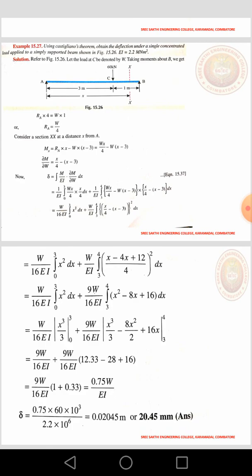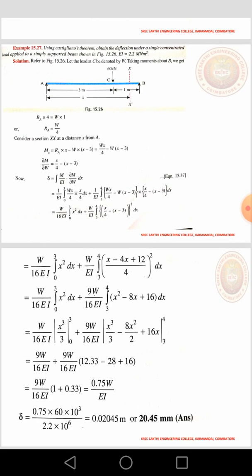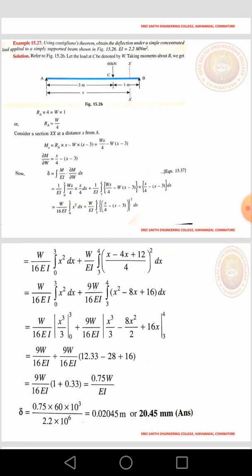Again we have to consider the whole span. So 1 divided by EI, with limit 3 to 4. 3 to 4 means C to B. So the lower limit is 3, the upper limit is 4. So the integral from 3 to 4 of Wx divided by 4 minus W into (x minus 3). Again we have to integrate Wx divided by 4 minus (x minus 3), where the W value is 1.